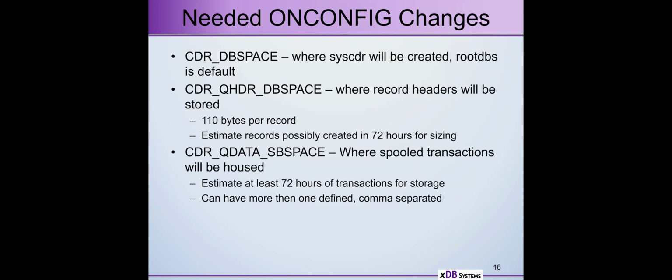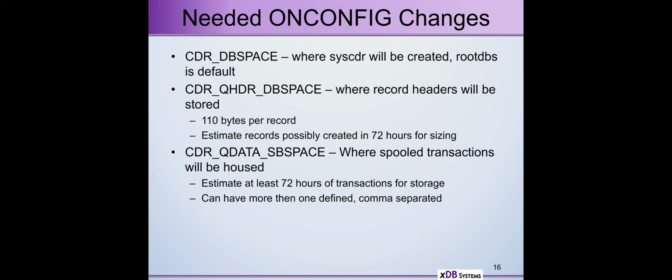Unless you have a very, very complex system, the CDR syscdr database will be very small. The second one is our QHDR DB space. This is where our record headers will be stored. This is a standard DB space, and it is 110 bytes per record.